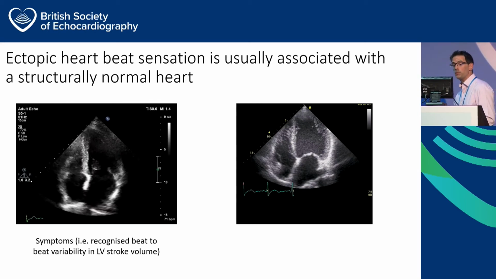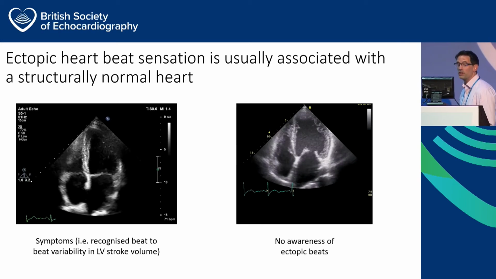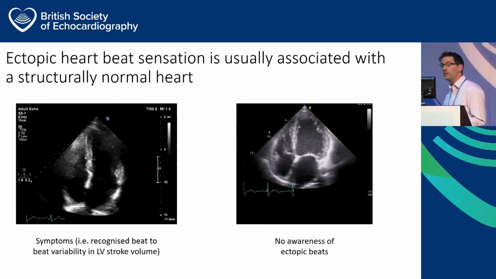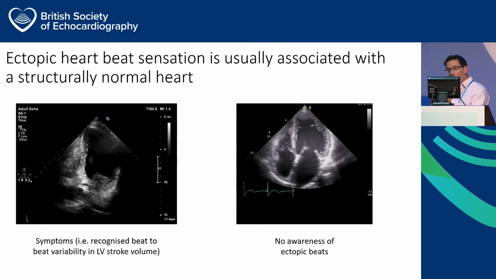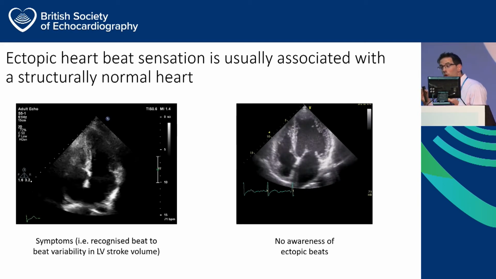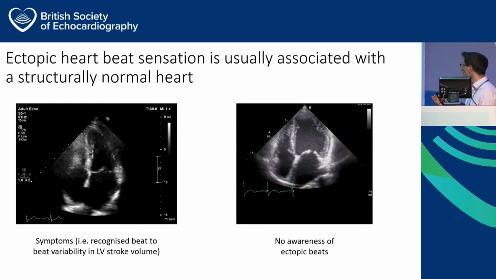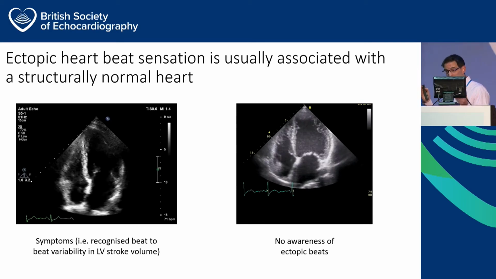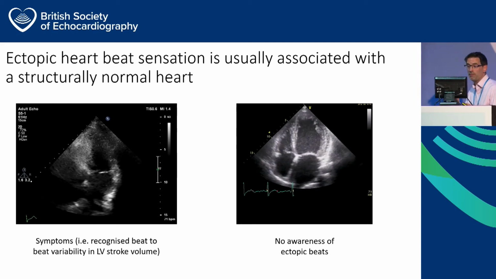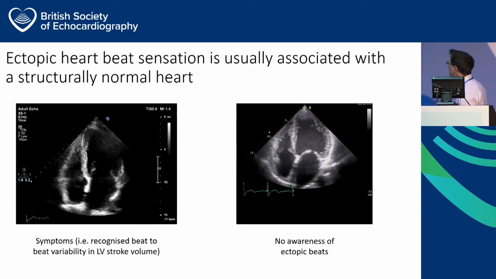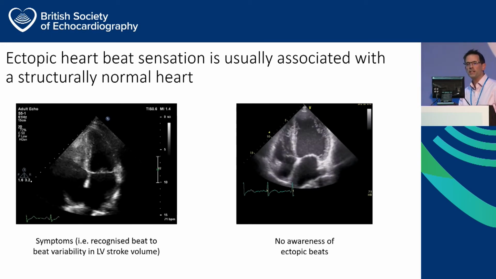And so, as I was saying here, on the left, you've got your structurally normal heart, and that will give you symptoms with ectopic heartbeats. Whereas on the right, with your left ventricular dysfunction, that longer period of diastole will not be associated with an increase in stroke volume because it's so reliant on the fact that you've got poor systolic function, which trumps it.